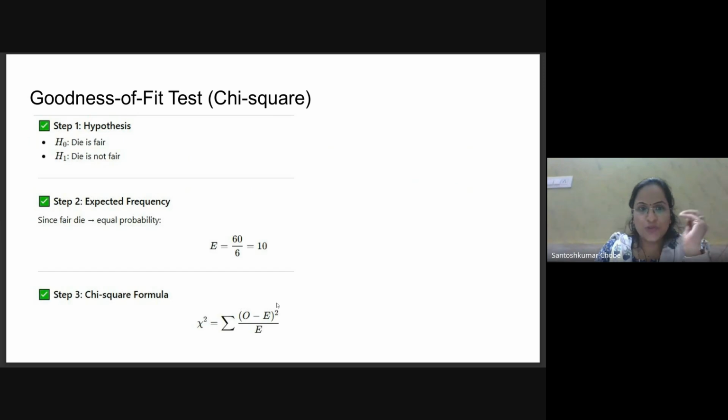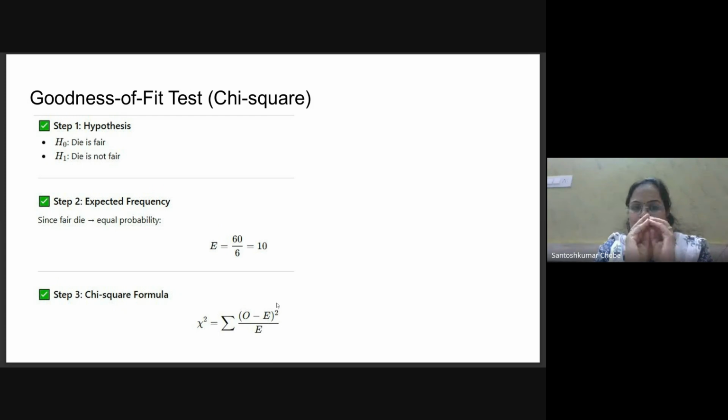That's my claim. Moving ahead, I will be drafting the hypothesis. That's step one in all statistical tests: we need to draft the hypothesis statement. So the hypothesis statement is H0, the die is fair, and H1, the die is not fair. Step two will be the calculation of my expected frequency. Since I say that the die is fair, what is my expectation from the die? There should be equal probability, so the frequency of every face should be equal. That's 60 by 6, which is 10.